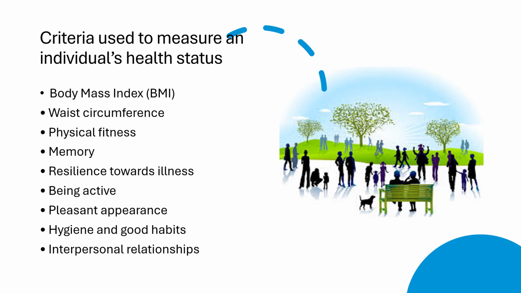And then physical fitness, whether a person is physically fit, that is a good criterion to measure that individual's health. And memory, having a good memory. Resilience towards illness means having a good immunity against diseases. Being active, leading an active lifestyle is also a criterion. Pleasant appearance, with all those factors, having a pleasant appearance, like maintaining good hygiene and good health habits. And also that person should have good interpersonal relationships with other members of the society. So all these criteria can be used to measure an individual's health status.